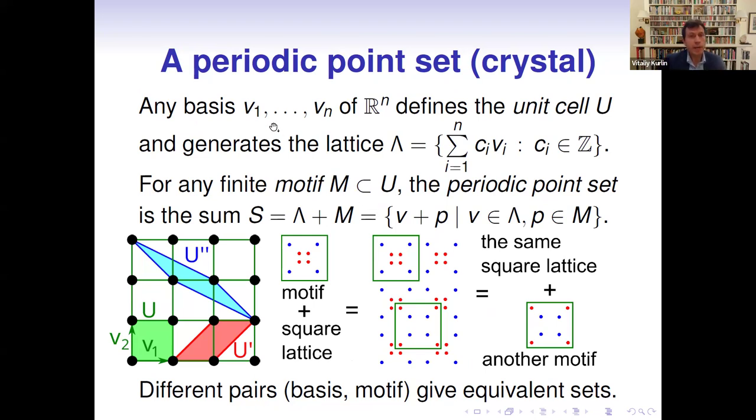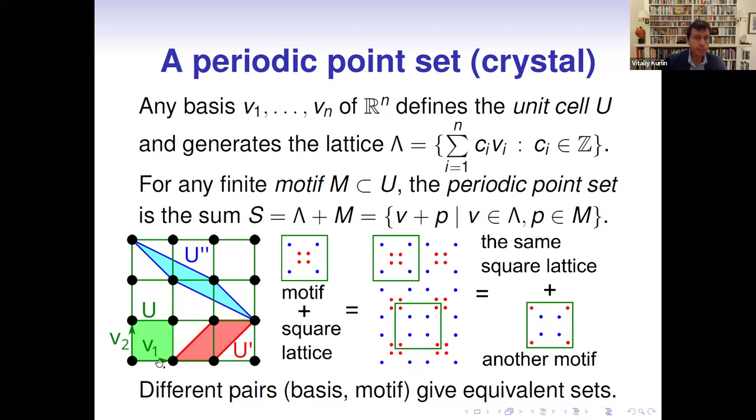Formally, we start from a linear basis of a Euclidean space. A linear basis consists of n vectors in n dimensions, but in all my examples, I consider only two or three dimensions. Linear basis means that any vector can be uniquely represented as a linear combination of these basis vectors. If in these linear combinations we consider only integer coefficients, then the basis defines and generates the lattice Lambda. So it's an infinite periodic set of points.